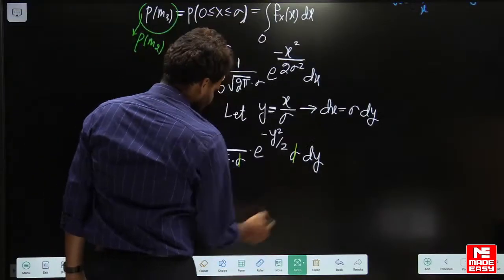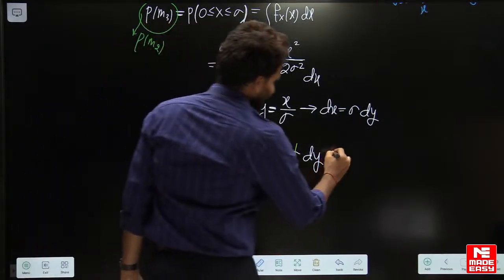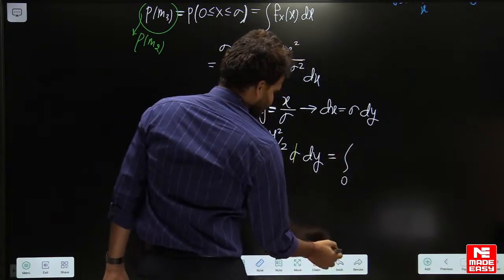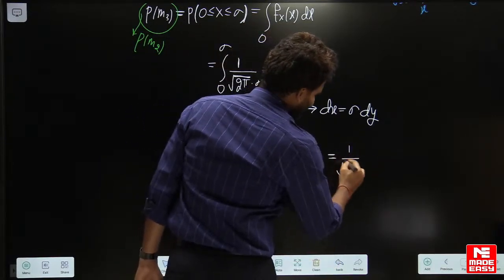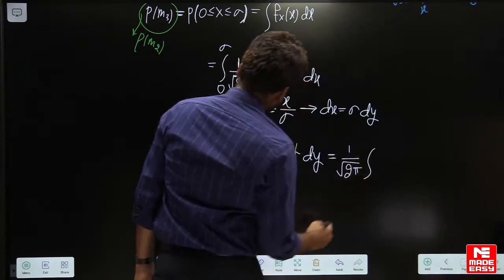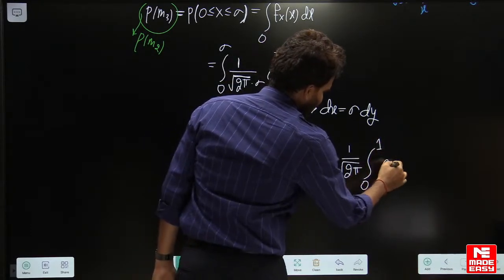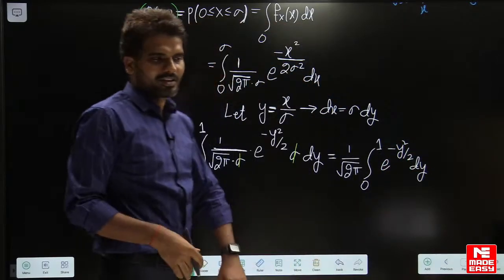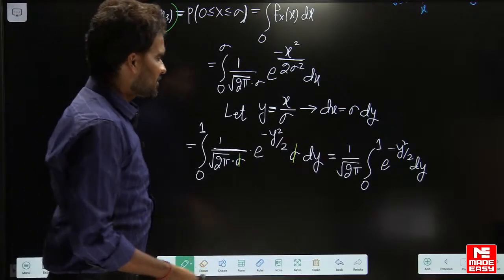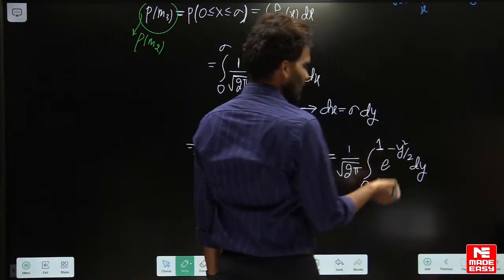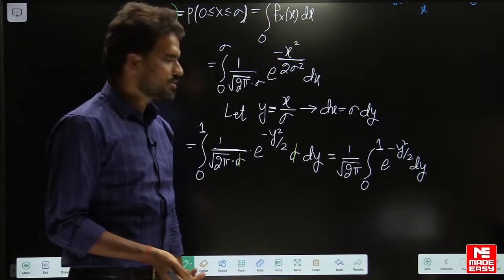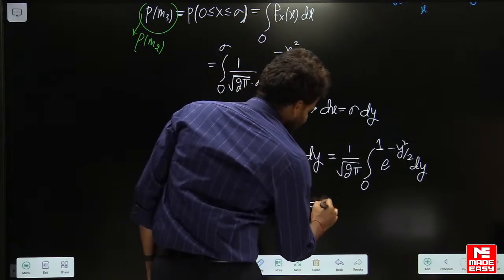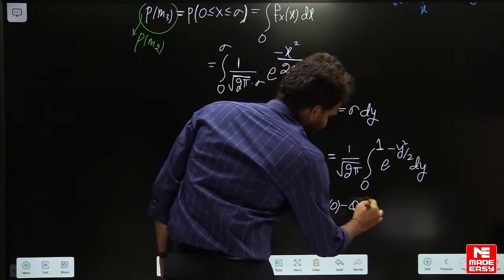Okay, then it will be equal to, integration 0 to 1. Let me write 1 by root 2 pi outside, and it is integration 0 to 1 e power minus y square by 2 dy. How to write this in terms of q function? You can do normal integration for this, or you can write this in terms of q function also. This is q0 minus q1.